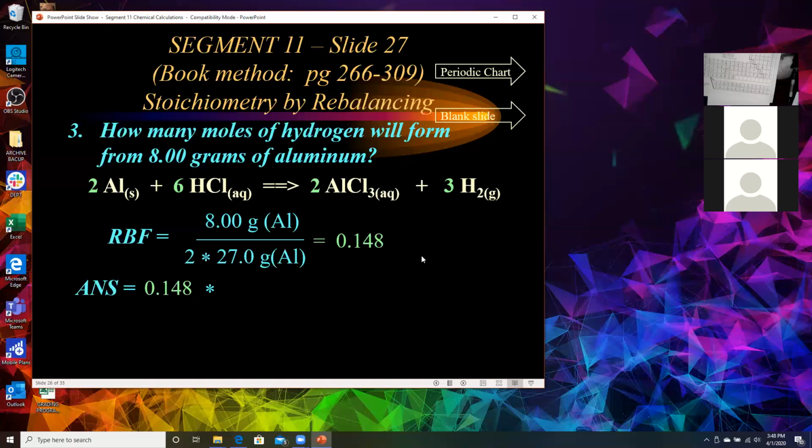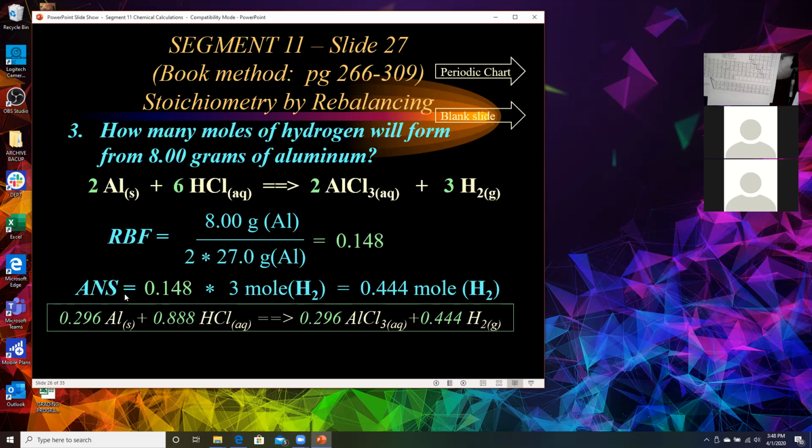So 0.148, but I'm going to focus on just what the problem asks for. I have to multiply it by everything, but I have to multiply it by the hydrogen, how many moles of hydrogen, and there's 3 moles. So the equation is showing 3 moles of hydrogen. If I multiply that out, that's my answer, 0.444 moles of hydrogen would form from 8 grams of aluminum. I did not go grams to moles, moles to moles, moles to grams. I rebalanced the equation to make it look like the problem. And then my answer was just the thing that's shown in the balanced equation.